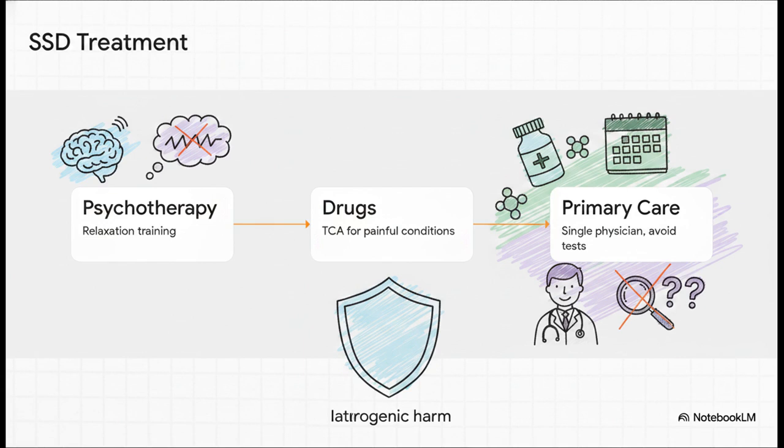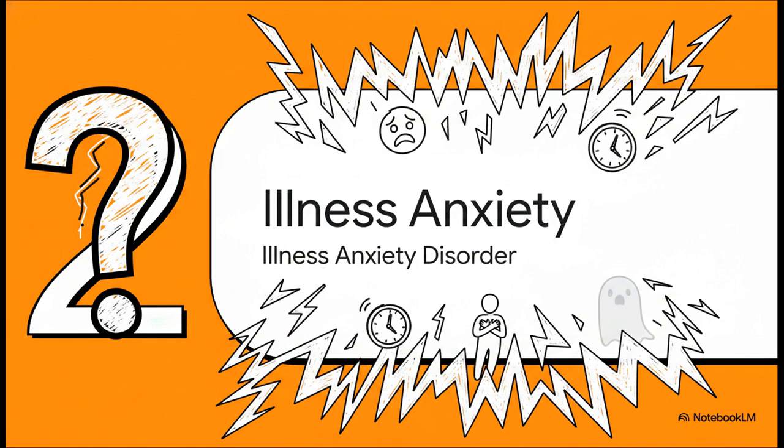The rule-out logic here is absolutely crucial. You are actively protecting the patient from iatrogenic harm. By centralizing their care, you stop that endless cycle of referrals, redundant imaging, and totally unnecessary invasive procedures that actually just reinforce their pathology. Moving right along to Section 2, illness anxiety disorder, which you historically probably know as hypochondriasis.